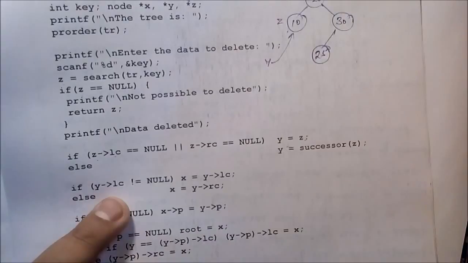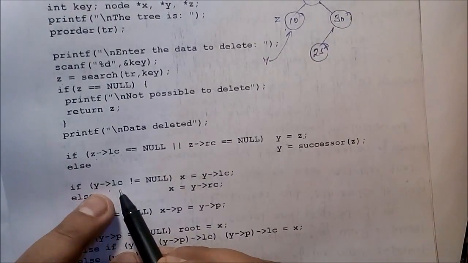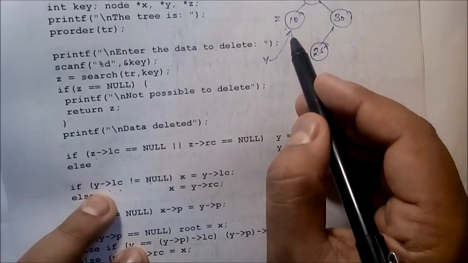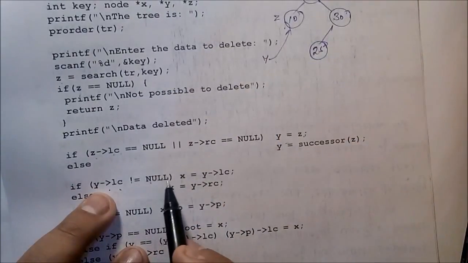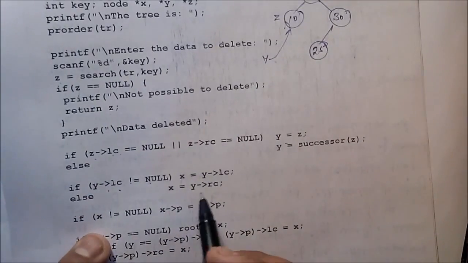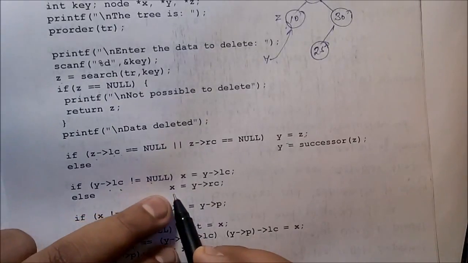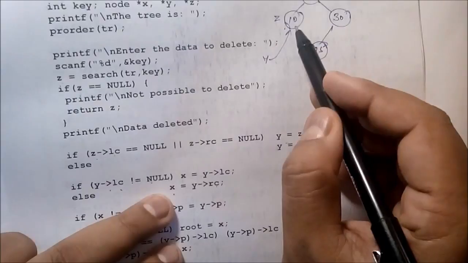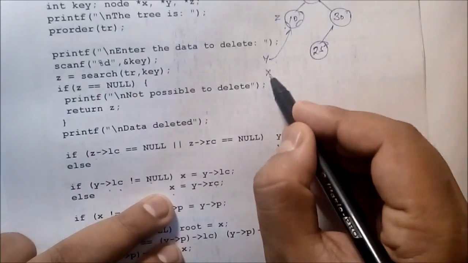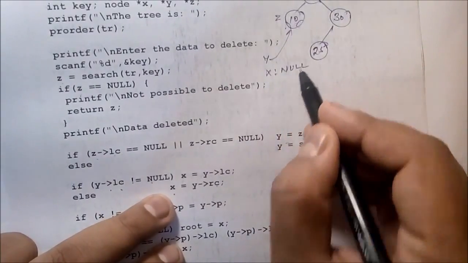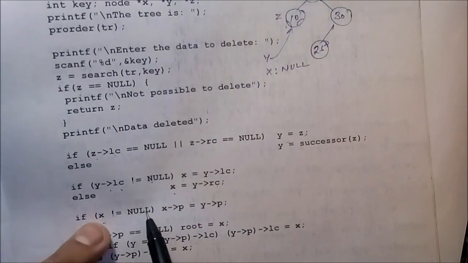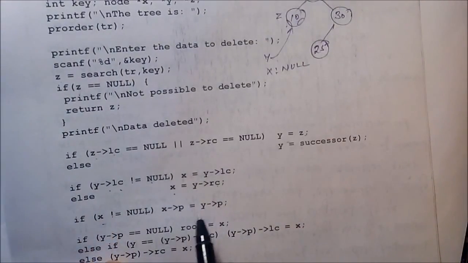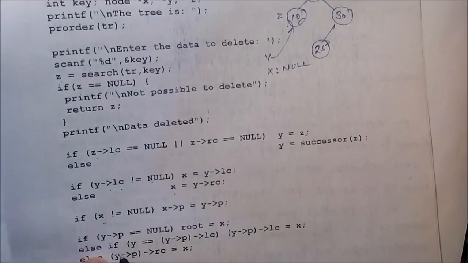If y left child not equal to null, the condition is false because it is null. Else x is equal to y right child. So what is y right child? Y right child is also null. So x holds null here. X not equal to null? No, the condition is false. X is equal to null.